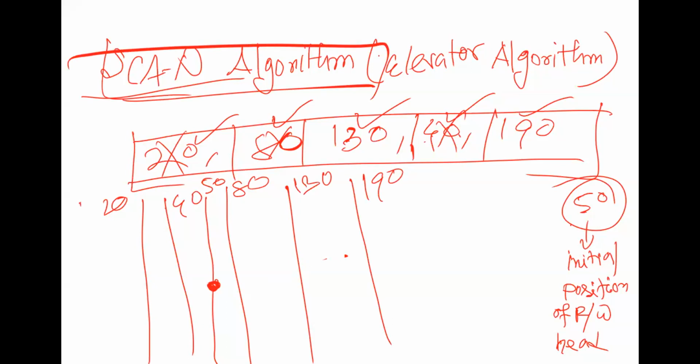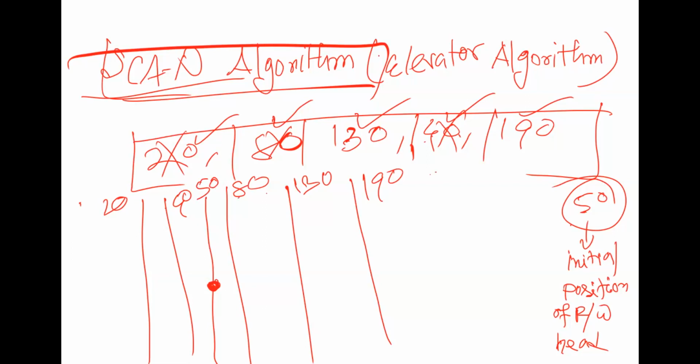Let's say it will go in the higher order direction. Higher order direction means that it is at track number 50, so it will go to the higher ones, 80, 130, this way. Also, for the SCAN algorithm, you need to go to the boundary line.